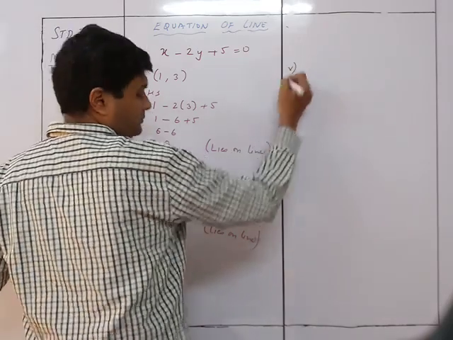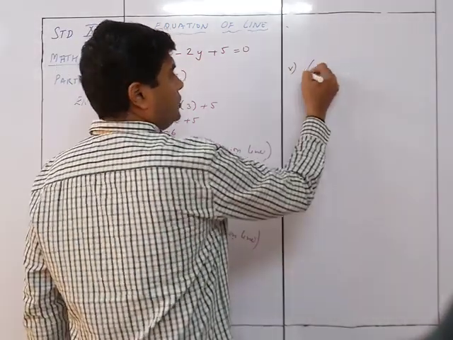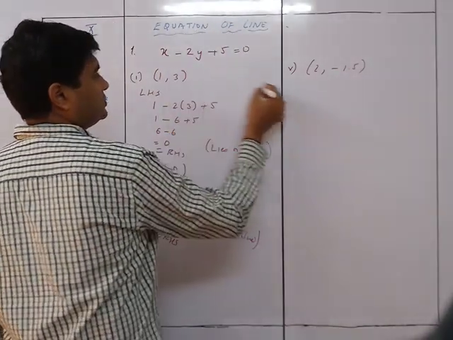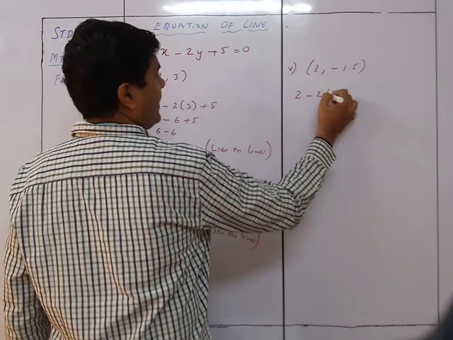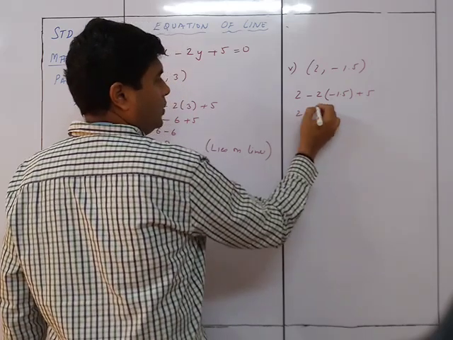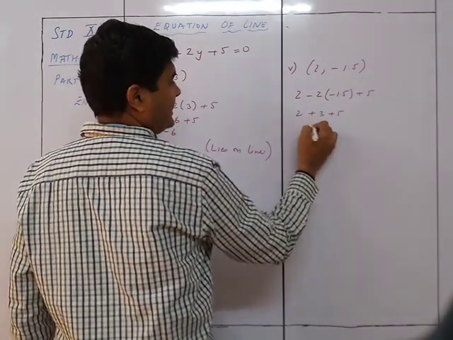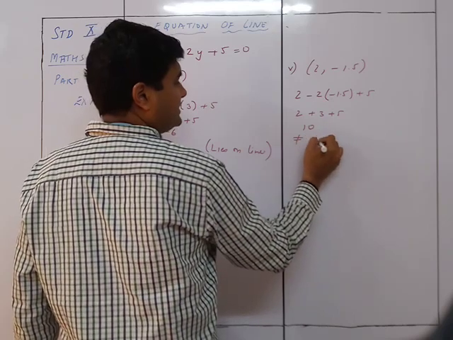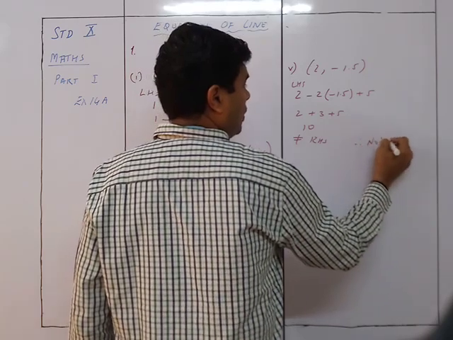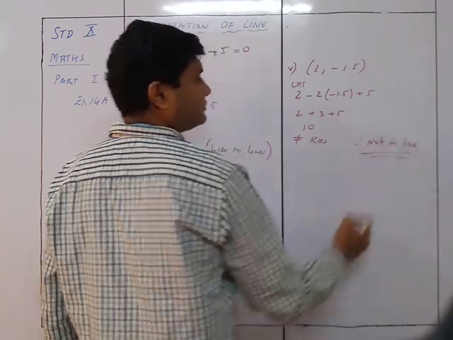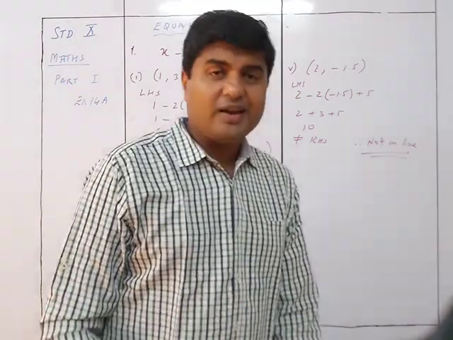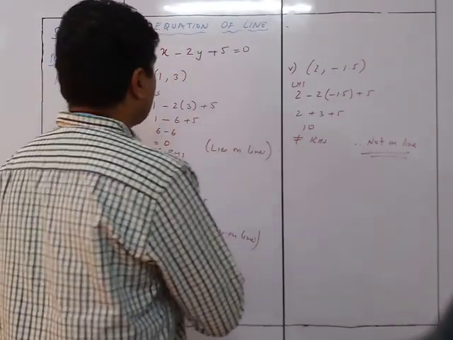We take the fifth one. It is given as (2, minus 1.5). Okay, so place the values. So it is 2 minus 2 into minus 1.5 plus 5. So it is 2 plus 3 plus 5, which is 10. So it is not equal to RHS. LHS is not equal to RHS. Therefore, it is not on the line. Got it? Very simple. You are just placing the values of x and y into the given equation.